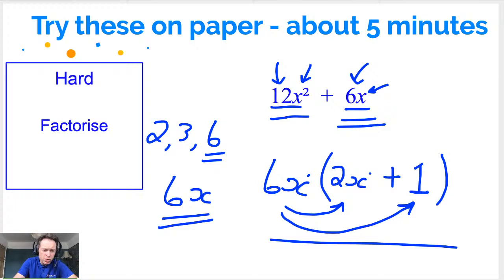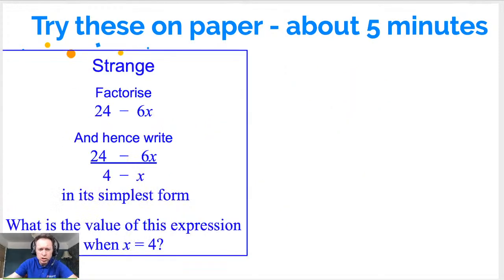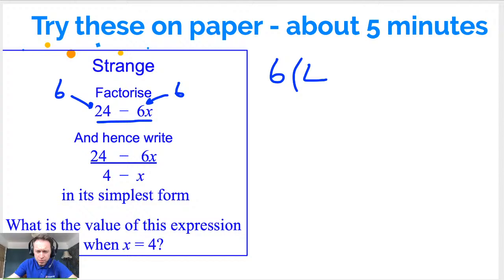Now let's look at this last question. Now this is a little bit of an unusual question. First step is to factorize this expression. The biggest factor of this, what goes into 24 and goes into 6x, it's 6. 6 goes into both of them. So I'll take the 6 and factorize. So that's factorized with a 6 on the outside, and that's the same as 24 minus 6x. They're the same thing. I've just factorized it, that's all.